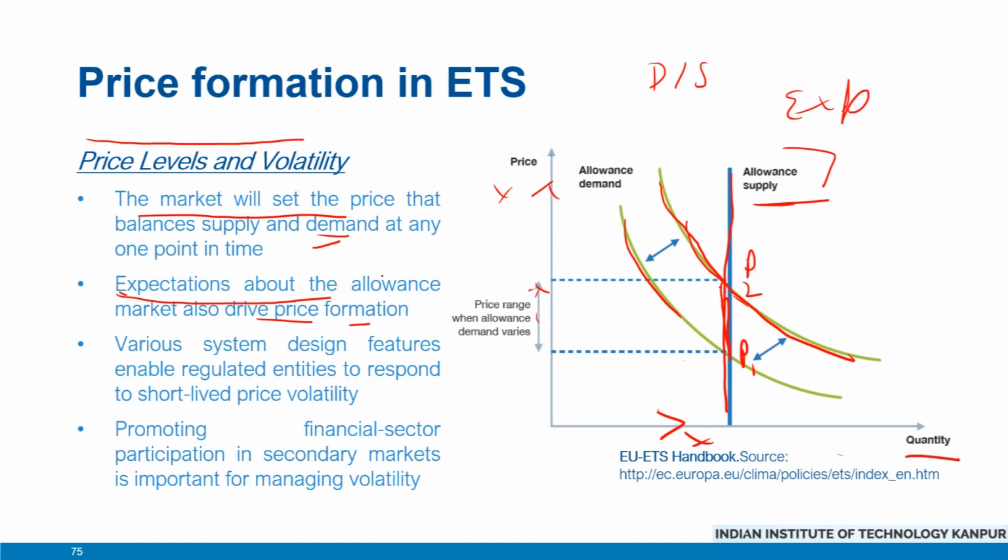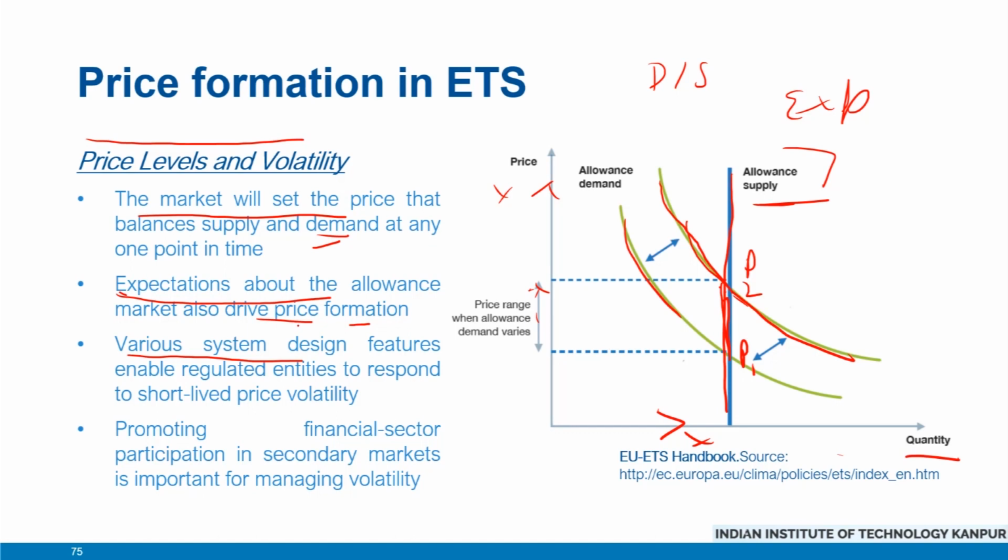Now, expectations of economic and policy conditions also affect the expected profitability of investments in climate change mitigation projects and research and development in new technologies and processes. Next, various system design features enable regulated entities to respond to short-lived price volatility. For example, broad scope, intertemporal flexibility provisions, regularly held auctions, availability of offsets and allowances from linked systems, and access to derivative and other hedging products can help reduce the degree of price fluctuations and their impact.